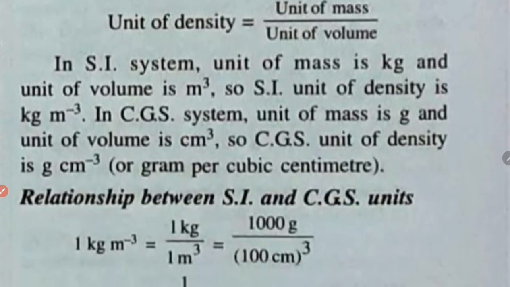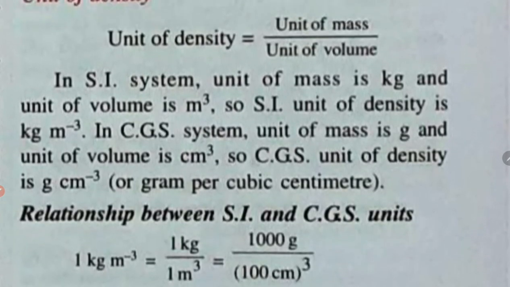The unit of mass is kilogram, as you all know, and the unit of volume is meter cube if we want to talk about the SI system. So the SI unit of density will be kilogram per meter cube. In the CGS system, the unit of mass is gram and the unit of volume is centimeter cube. So in the CGS system, the unit of density shall be gram per centimeter cube.